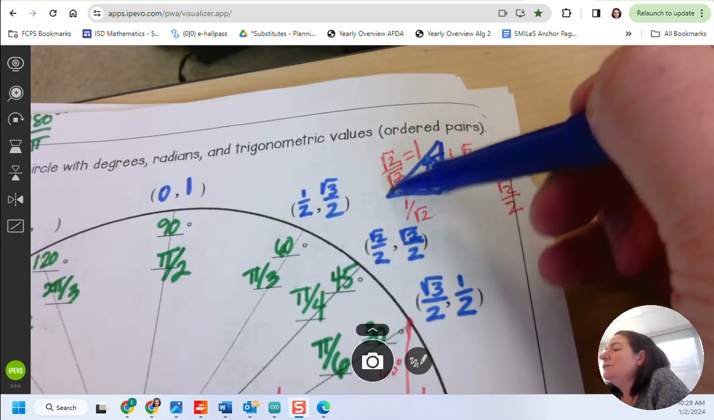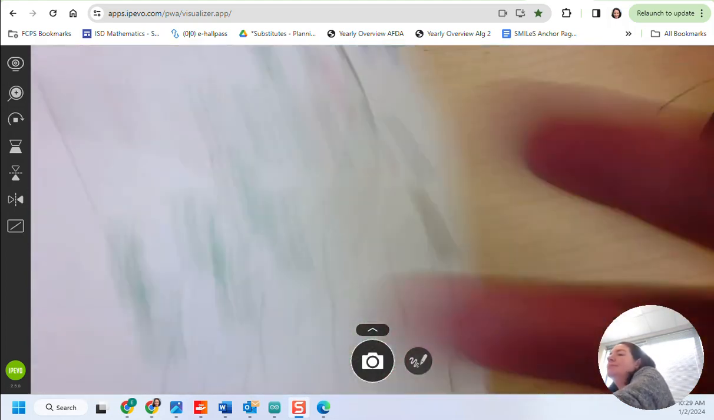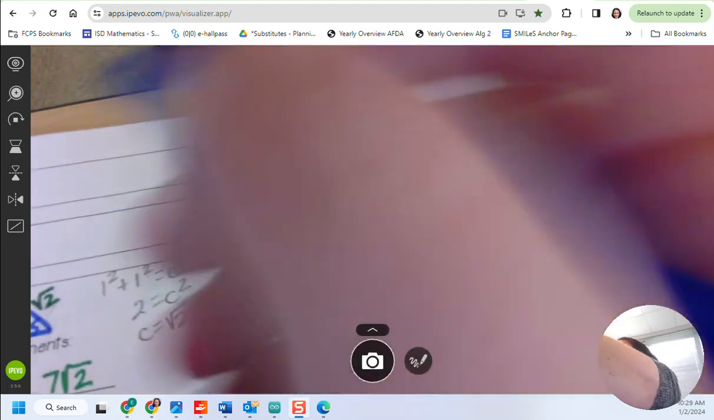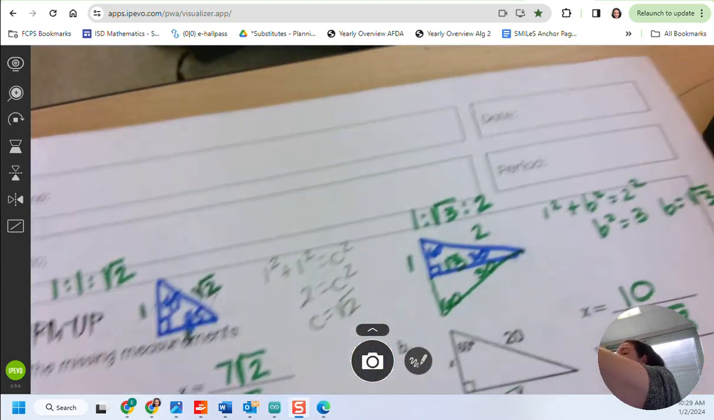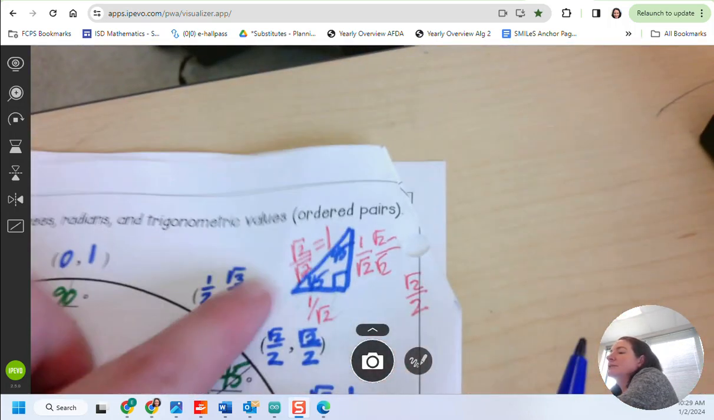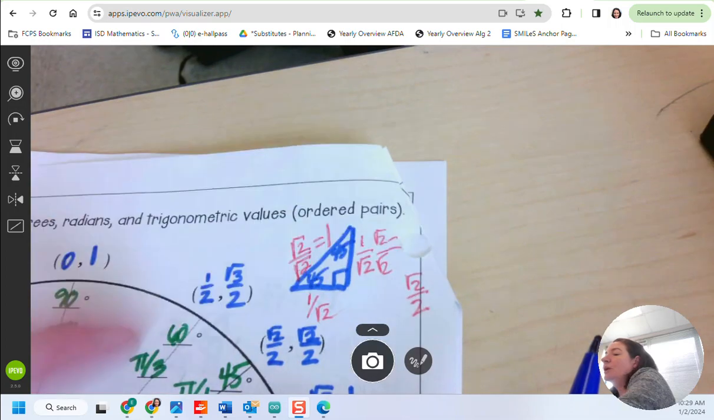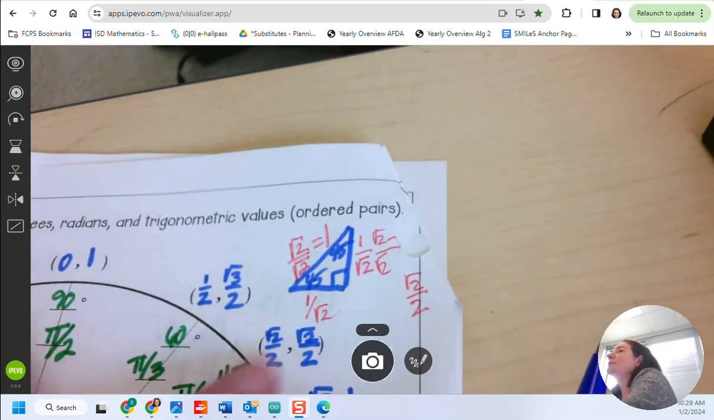So the hypotenuse of the 45, 45, 90, it was root 2 from our special right triangle, where the ratio is 1, 1, root 2, right? But we wanted it to be 1, so I needed to divide all the sides by root 2 so that the radius would be 1. Because remember, in the unit circle, the radius is always going to be 1.